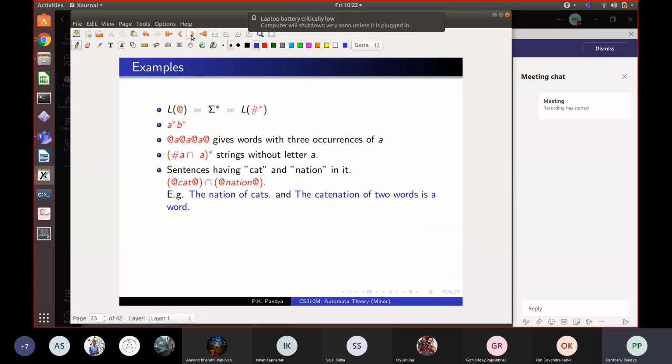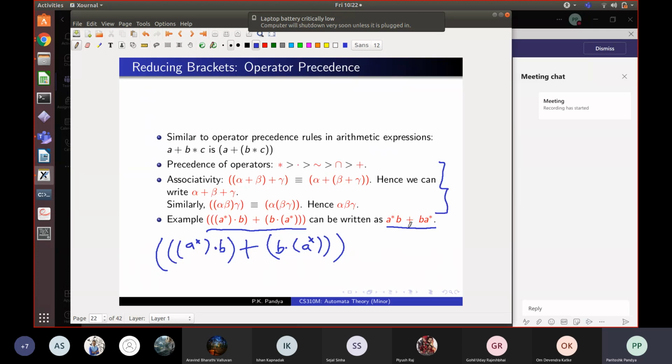And so with this operator precedence, a pattern like this will give you a unique parse tree, and then you can evaluate it bottom up to get its language. So that is the method. Clear?